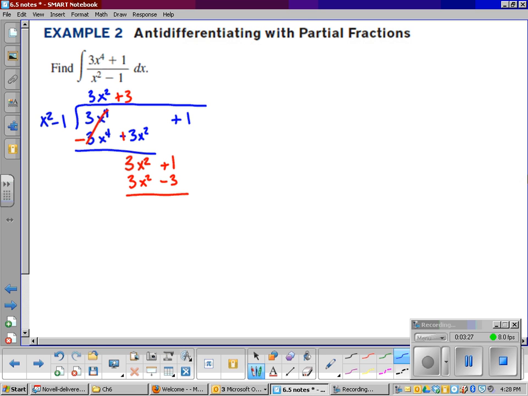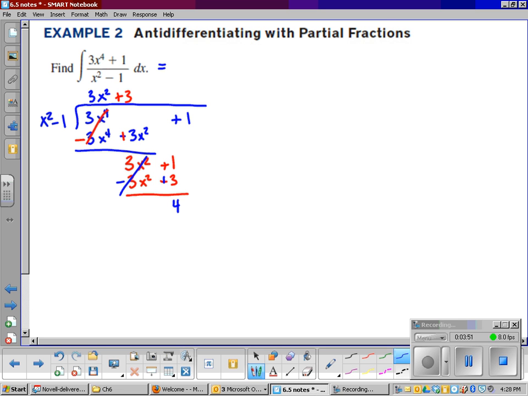Now again, we want to subtract that line from the line above it, so change all your signs. And these terms will go out, and a 1 and a 3 leaves a 4. You can't divide x squared into 4, and so this is just your remainder. So think about how you write a remainder. This integrand is equal to this quotient plus the remainder divided by the divisor right here.